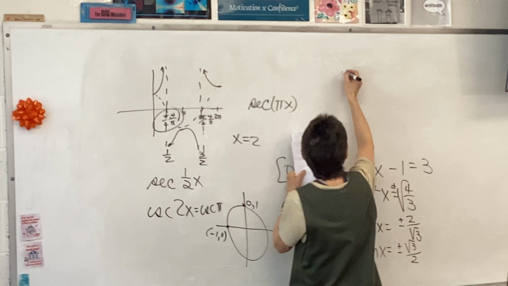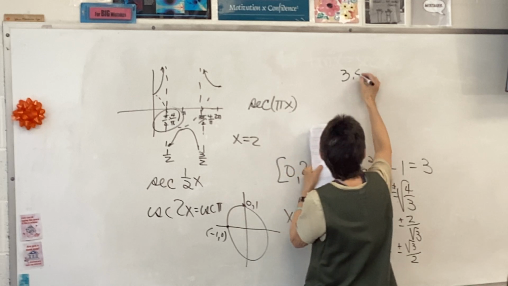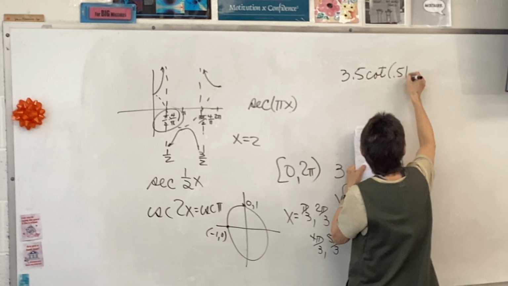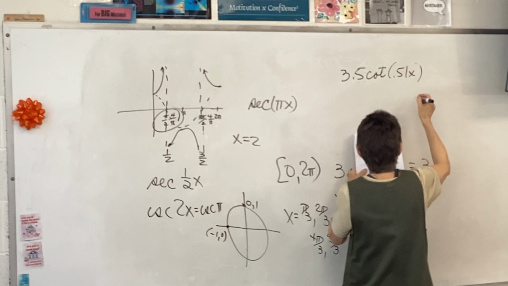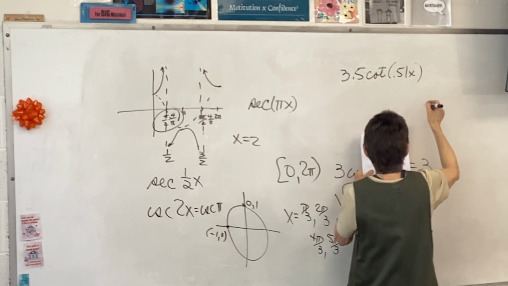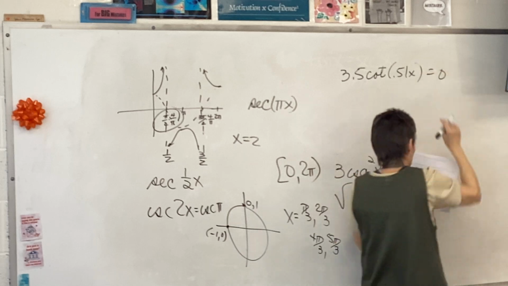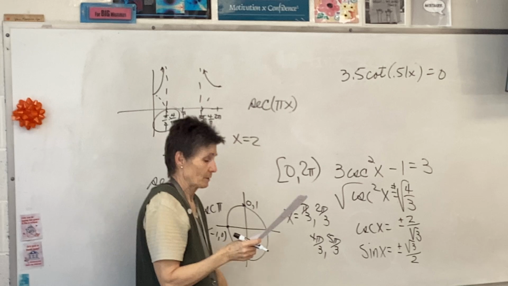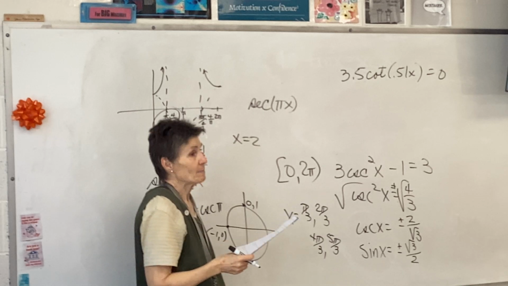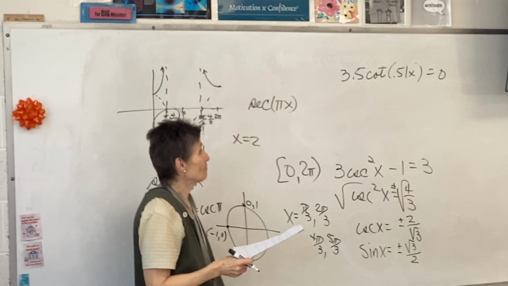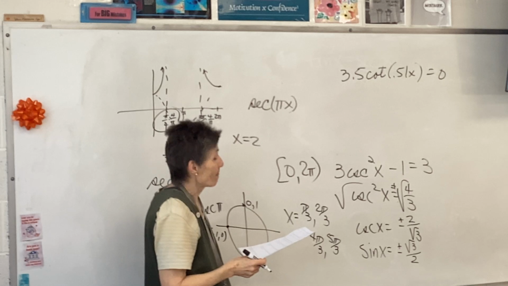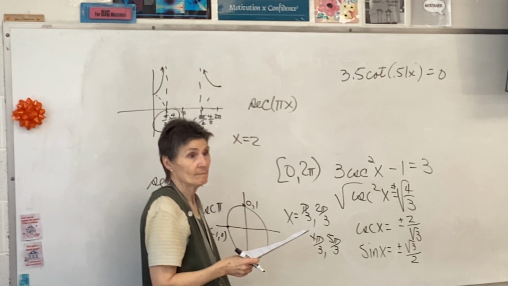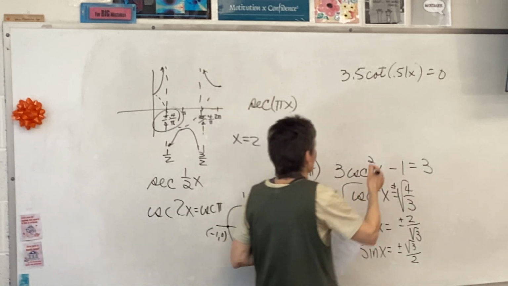I think I'm going to need a calculator on this one. Let's see. 3.5 cotangent 0.51x equals 0. It says find the zeros. So that means where does it equal 0? Everybody okay? So let's divide by 3.5.